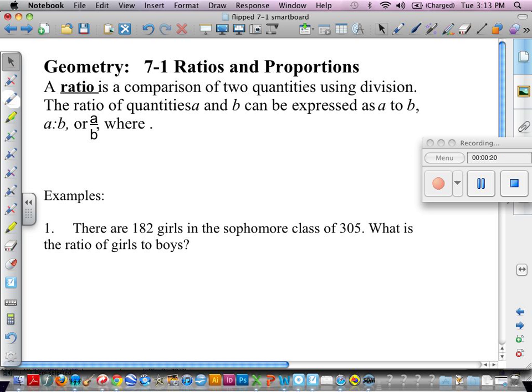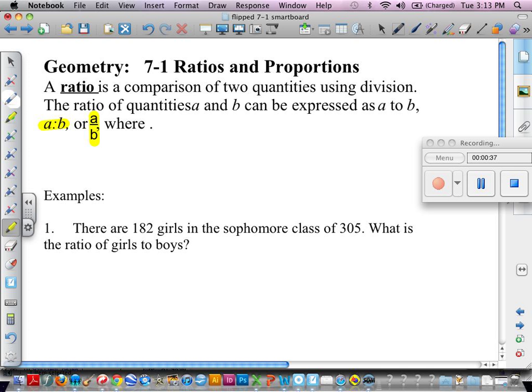The ratio of quantity A and B can be expressed as A to B, or you can write it as A to B with a colon, or you can write it as A over B in fraction form. Let's take a look at our examples.